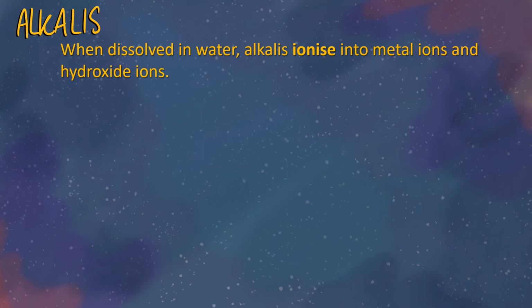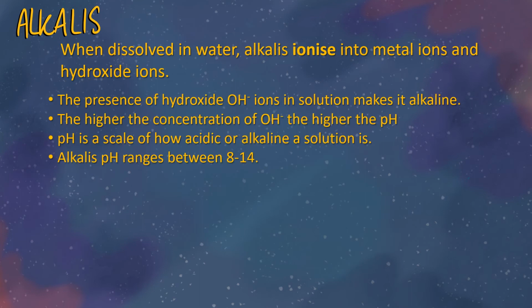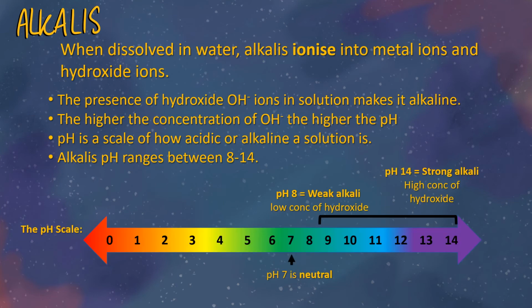So when they are dissolved in water, alkalis ionize into metal ions and hydroxide ions. The presence of hydroxide OH- ions in a solution is what makes it alkaline. So H+ makes something acidic, OH- makes it alkaline. The higher the concentration of OH-, the higher the pH. Okay, and as we've said before, the pH is a scale of how acidic or alkaline a solution is.